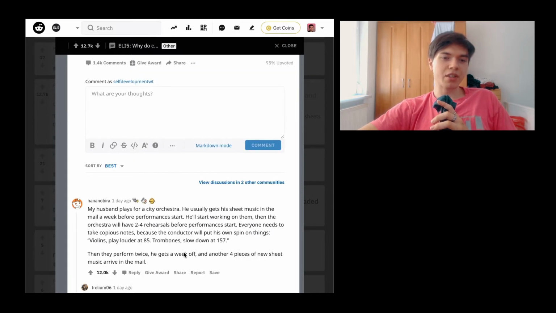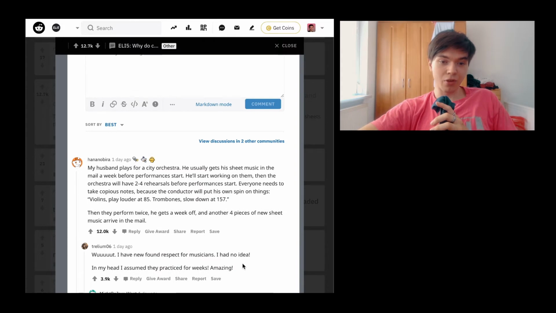My husband plays for a city orchestra. He usually gets his sheet music in the mail a week before performance starts. He'll start working on them. Then the orchestra will have 2 to 4 rehearsals before performances start. Everyone needs to take copious notes because the conductor will put his own spin on things. Violins play louder at 85. Trombones slow down at 157. Then they perform twice. He gets a week off, and another 4 pieces of new sheet music arrive in the mail. Would I have newfound respect for musicians? I had no idea.